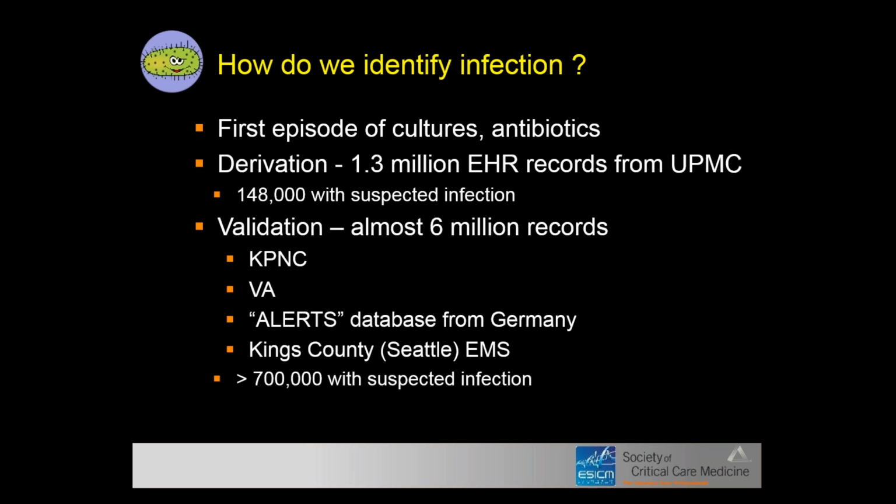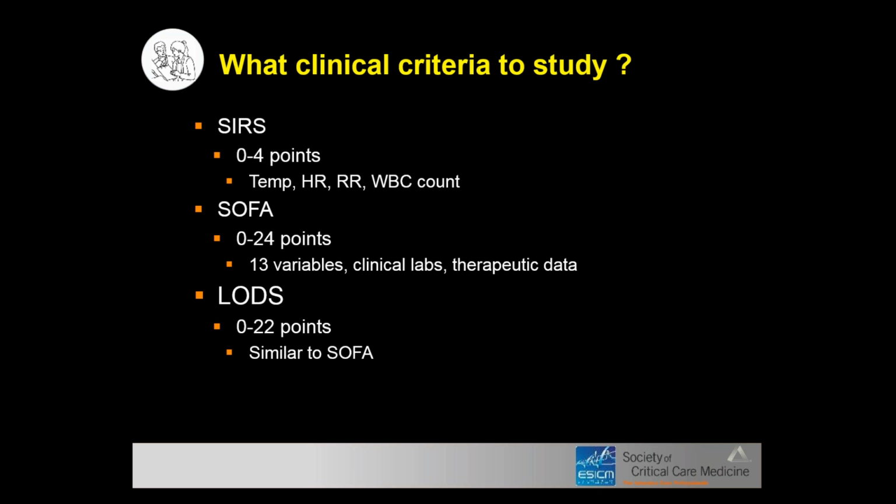We identified infection as occurring, as being suspected, when cultures were sent and antibiotics were started for the first time. Looking in the 1.3 million records from the UPMC, Seymour et al. identified 148,000 patients with suspected infection. Again, this was validated in the 4 data sets mentioned, and the result was another 700,000 patients with suspected infection.